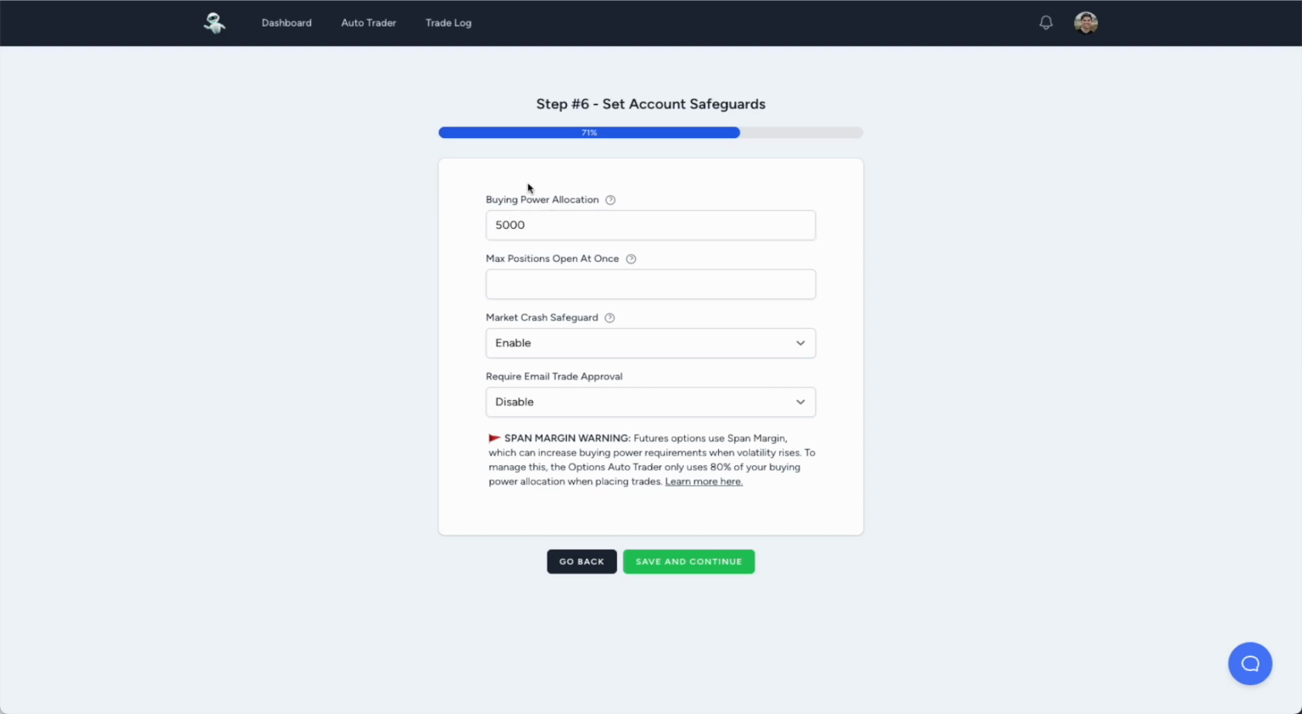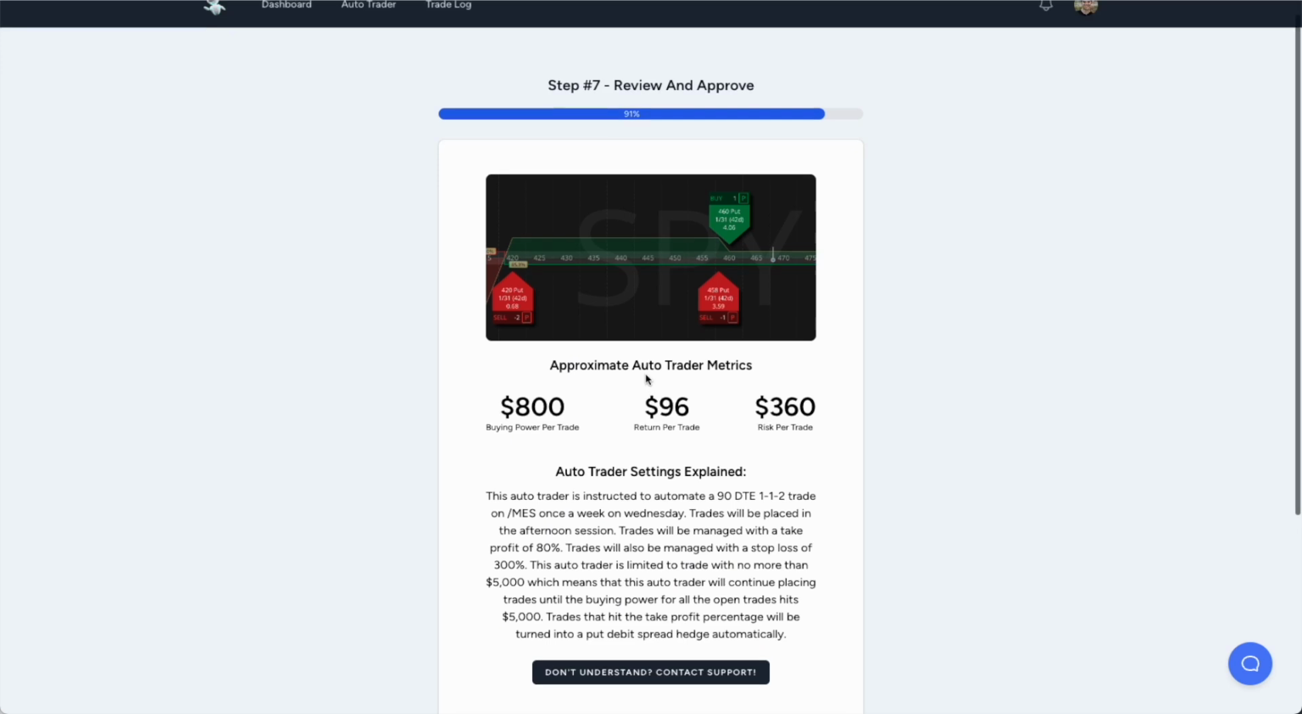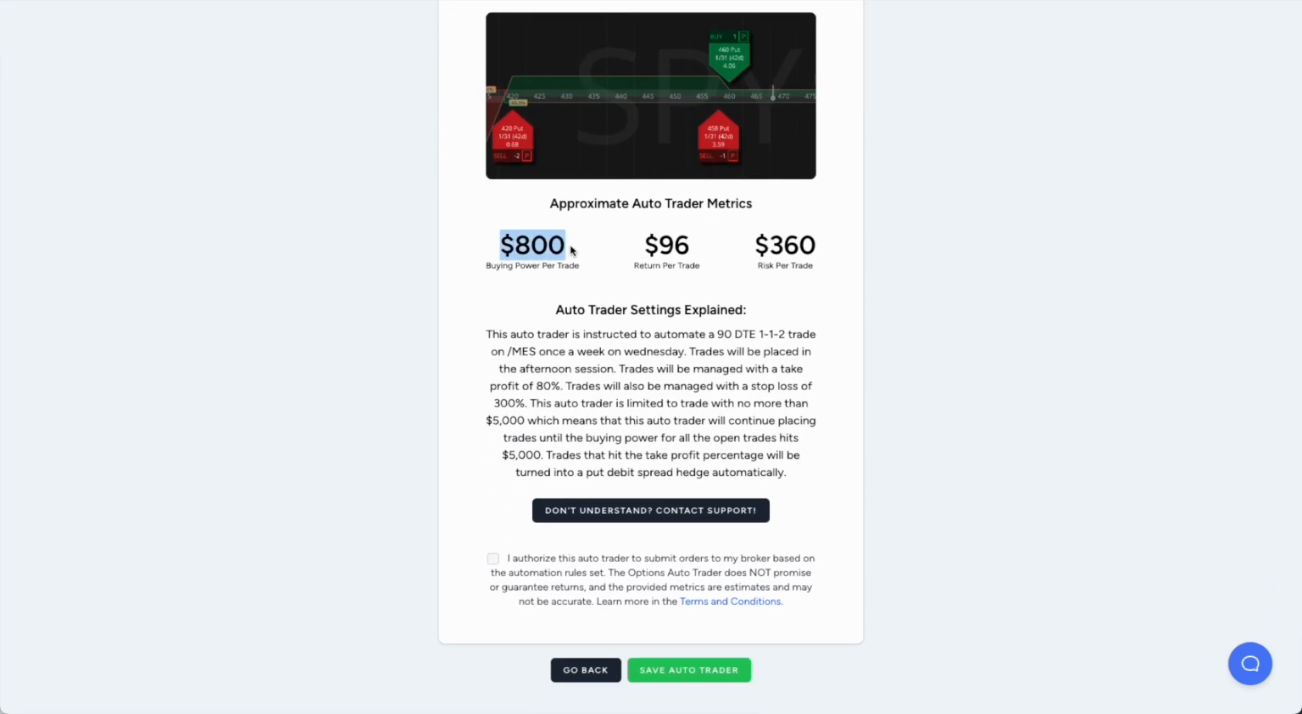5,000 is a good little starting bonus for MES. If you're doing ES, you'll need more than that. But again, just like that, now I've created this auto trader. You can see here, this is how the trade is structured. Each trade takes about $800 and I'll make about $96 per trade.